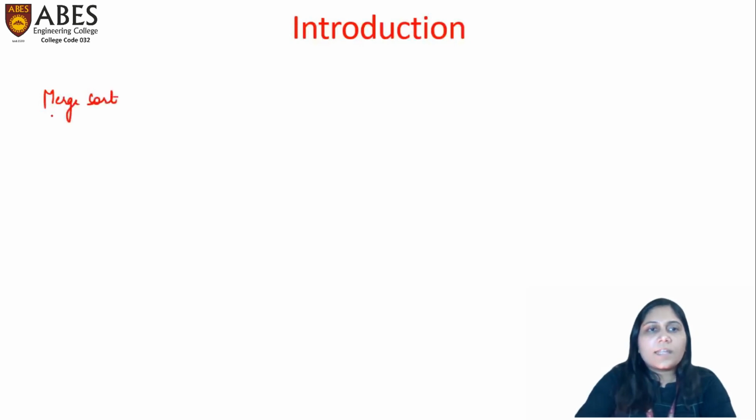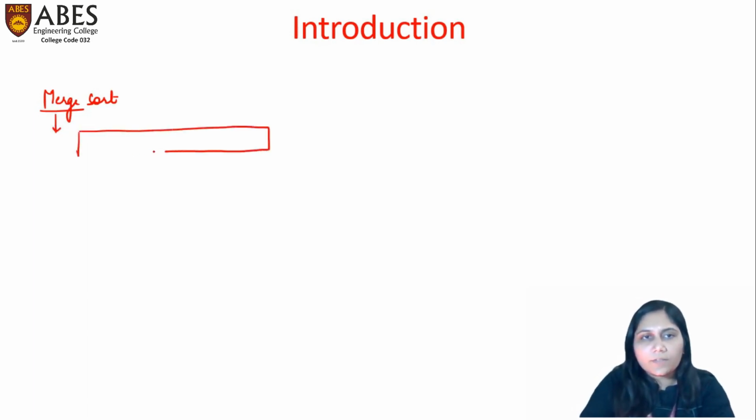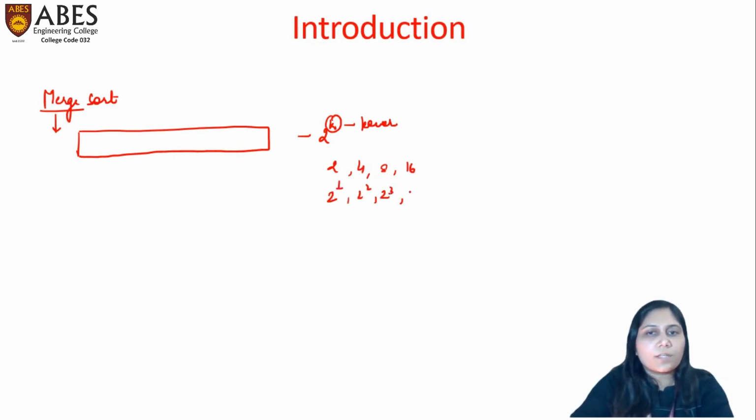As you see, the name suggests merge. It means that we will be providing a set of elements which we are going to gradually divide in the powers of 2. Sometimes it will be in pairs of 2, then 4, then 8, then 16. So it will be like 2 raised to the power 1, 2 raised to the power 2, 2 raised to the power 3, and 2 raised to the power 4.